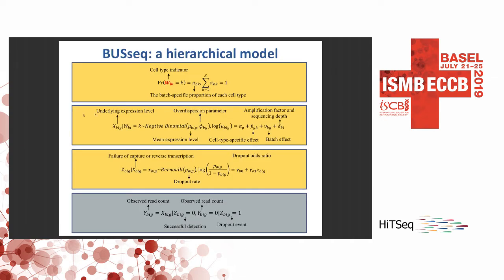Sorry, can you see the pointer here? Sorry for that. So for the i-th cell in the b-th batch, we assume it belongs to the k-th cell type according to a probability pi_bk.